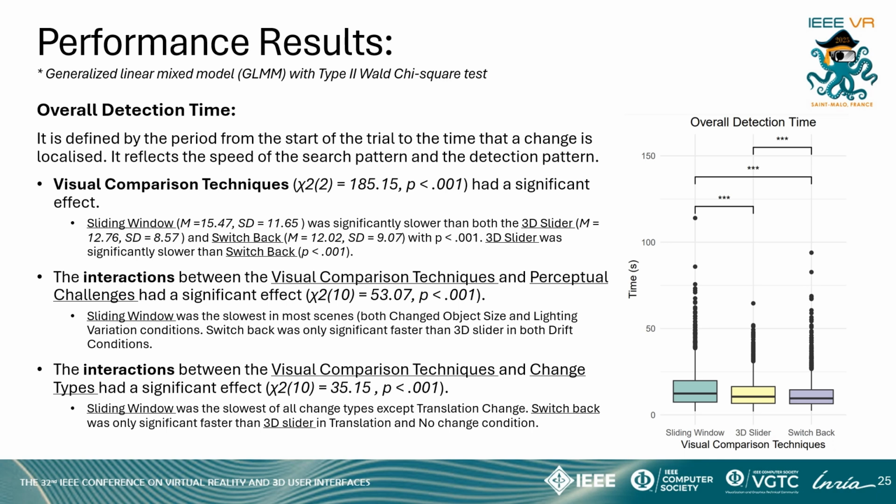Next, the interaction between the techniques and the perceptual challenge had a significant effect. Specifically, sliding window was the slowest in most scenes. Switchback was only significantly faster than 3D slider in both drift conditions. Lastly, the interaction between the techniques and the type of change also had a significant effect. Specifically, sliding window was the slowest in all change types except translation change. Switchback was only significantly faster than 3D slider in translation and no change condition.